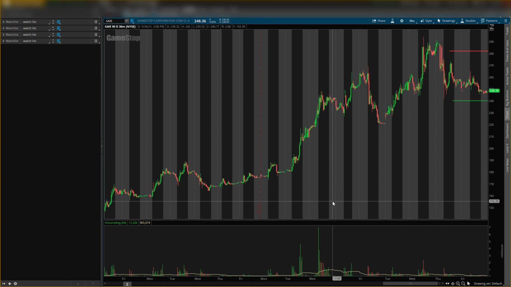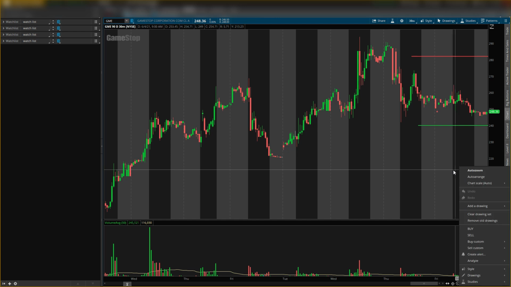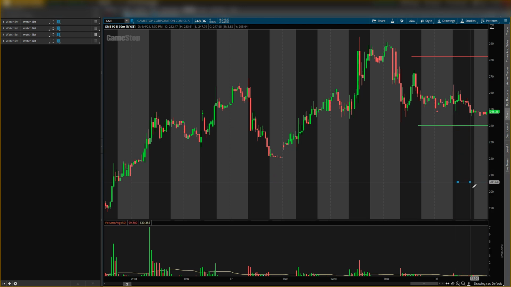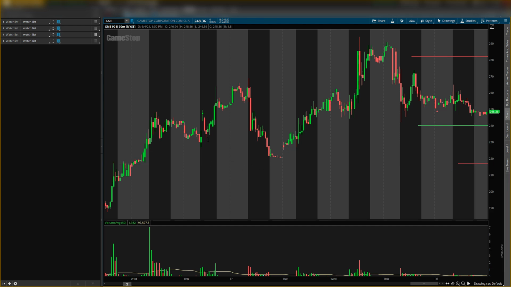Now, with GME, it is a little more difficult price action than AMC. It's kind of been everywhere right now, but I'll give you the clearest levels that I see so far. First level that I see is around 217, let me write it, 217. And this is the support level on GME that I see right now.